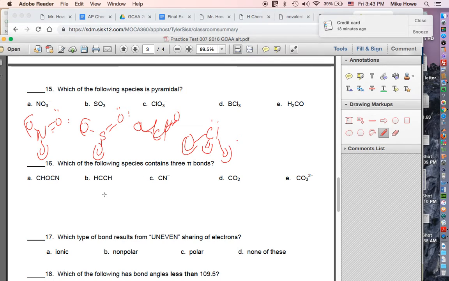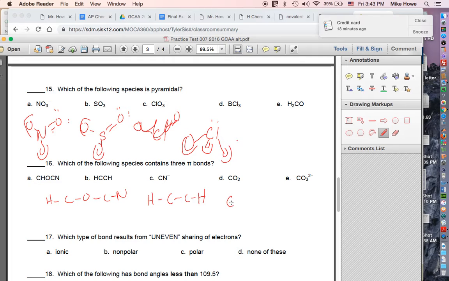Okay, which one has 3 pi bonds? I don't know. So we have to draw these. So you have a CHOCN. So we know that you're going to have an H and a C and an O and a C and an N. I don't like that picture very well. Let's go to this next one, HCCH. I'll come back to that in a minute. So HCCH and then CN.